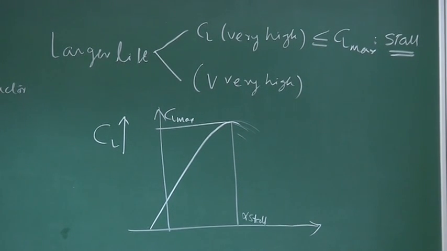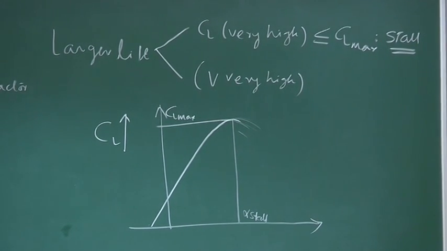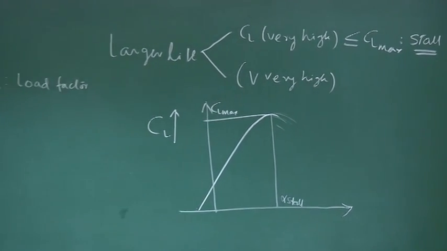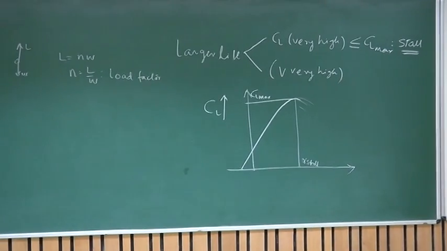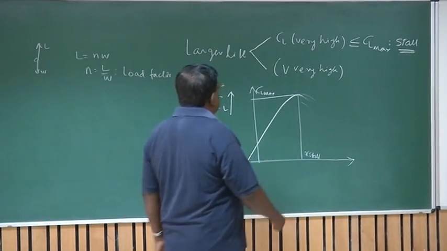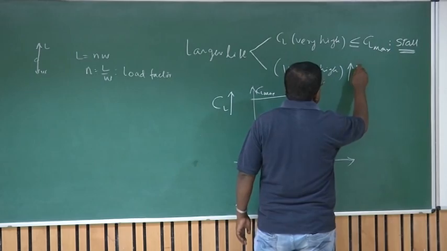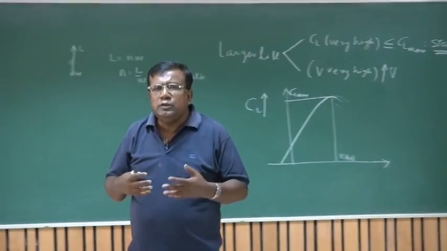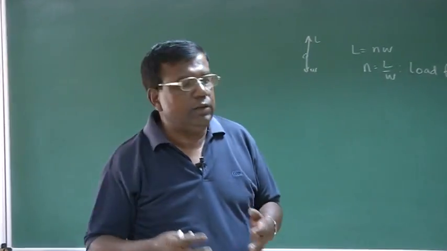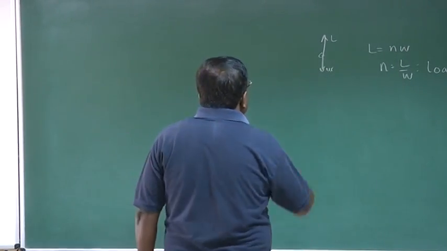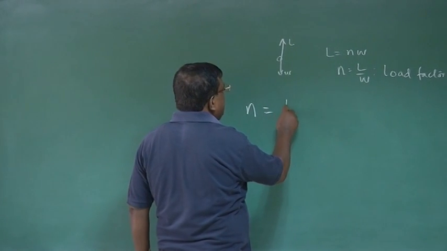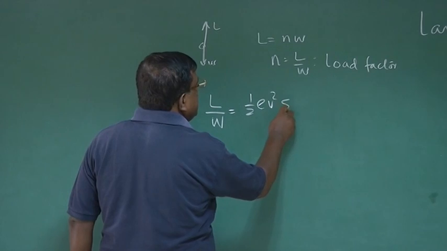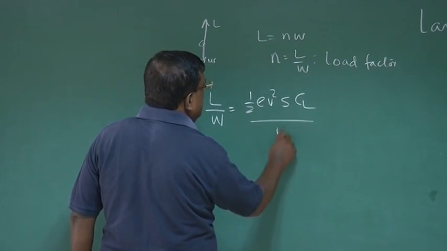Similarly, you can argue, okay, I will not increase the CL to the extent of CL stall, but I will increase the lift by increasing the speed. I'll go on increasing the speed. What is the limitation? If I go on increasing the speed, what will happen? The question is this. Since I know n equals lift by W, and n is nothing but half rho V square S CL by W.